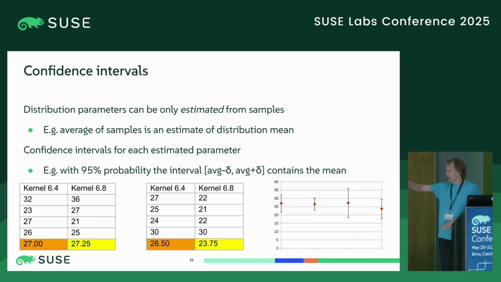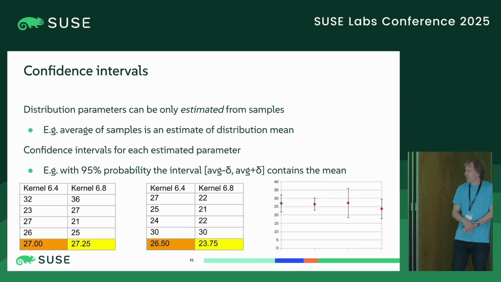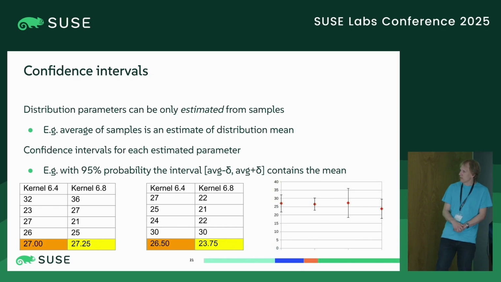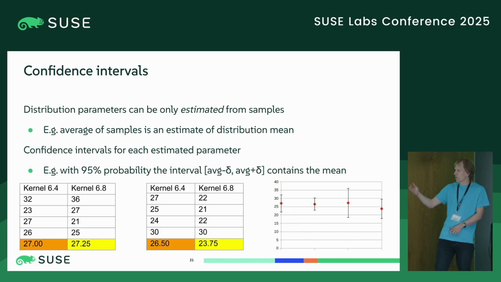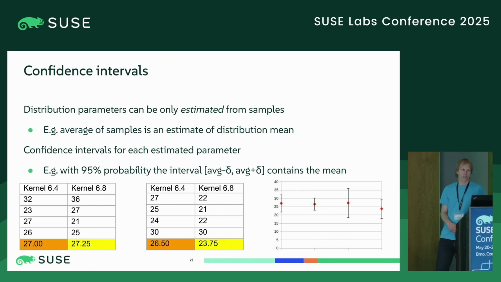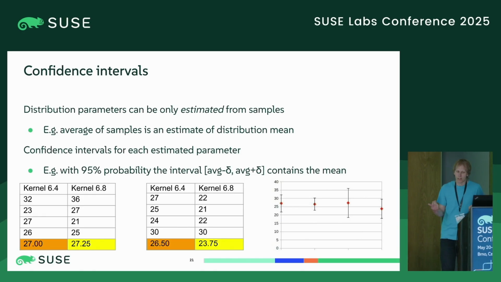There are standard statistical methods for how, given the measurements, you can compute the confidence interval. I will not go into the formulas now. If you are interested, you can find them very easily on the internet. But if you look at the confidence intervals, it's now clear that you cannot really statistically differentiate between the two kernels. The 95% confidence intervals are overlapping. So you don't know whether one kernel is better or not.